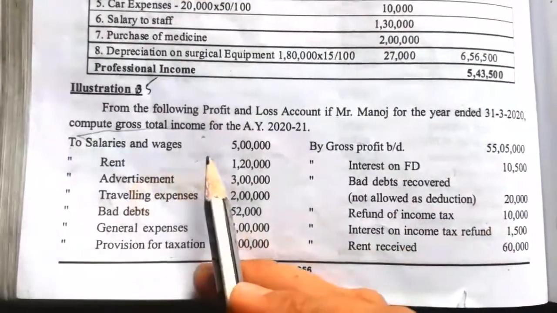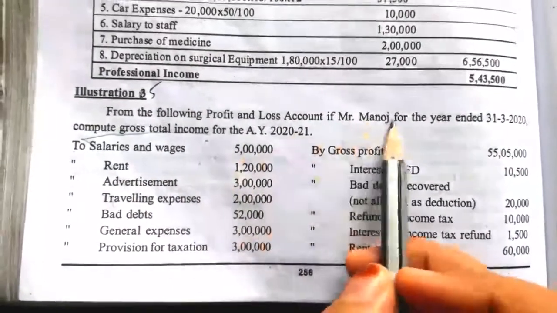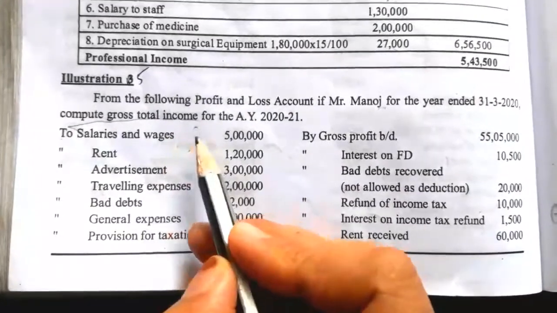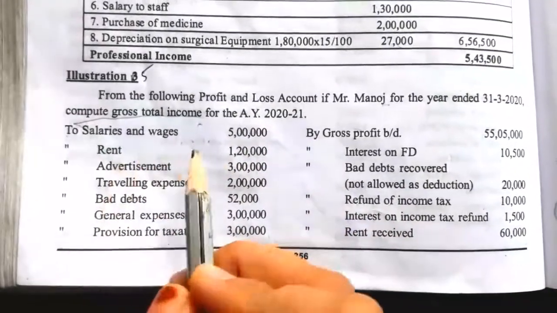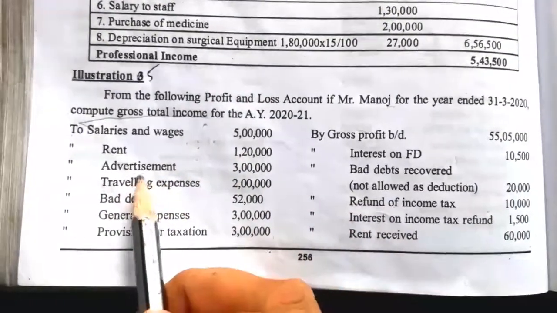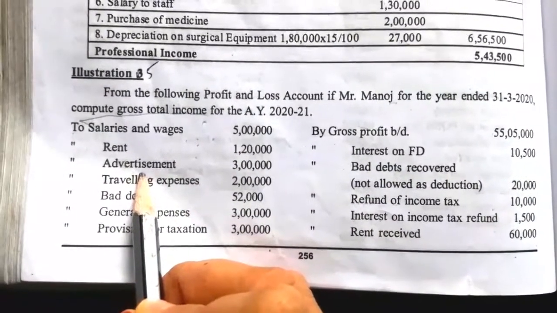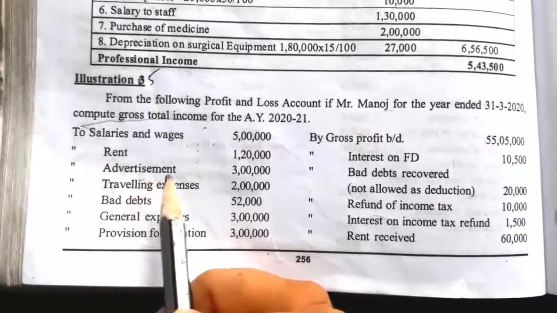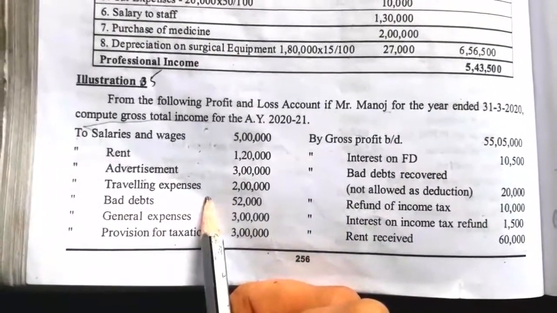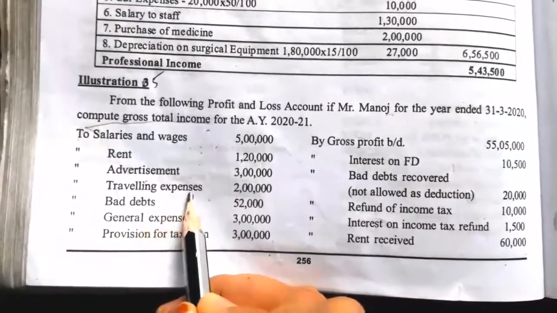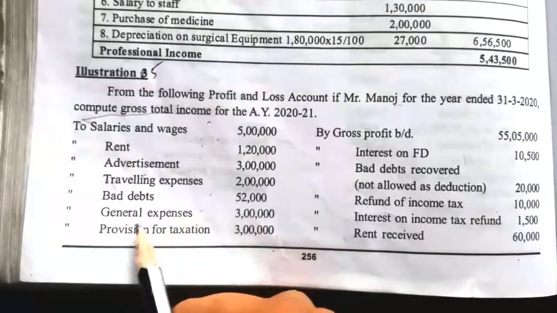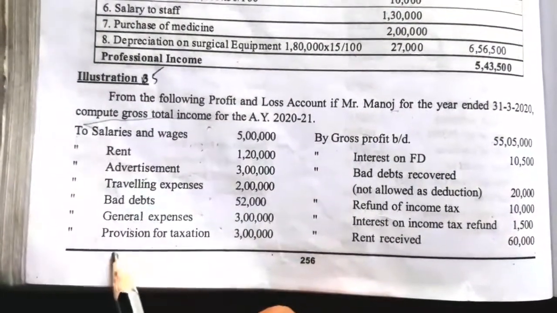The first one is salaries and wages. Salaries and wages paid by Mr. Manoj is a business allowed expense, so it should be there in the net profit. Rent is taken as a business allowed expense and it should be there in the profit and loss account. Advertisement is also a business related expense, and it should be there in the profit and loss account. Travelling expenses are also business related and taken as allowed expenses. Bad debt also we can take as a business related expense. General expense is also a business related expense.